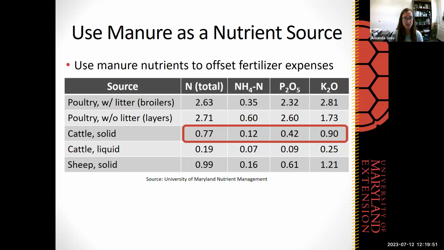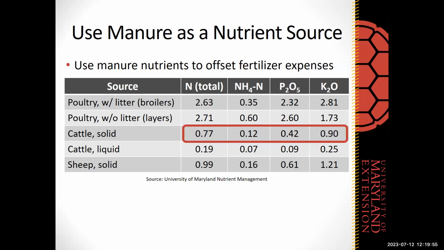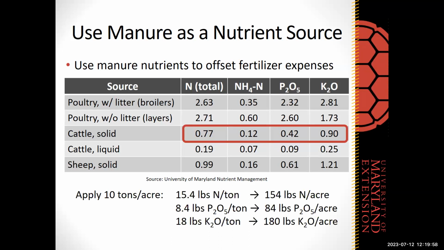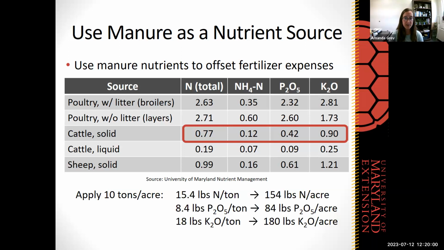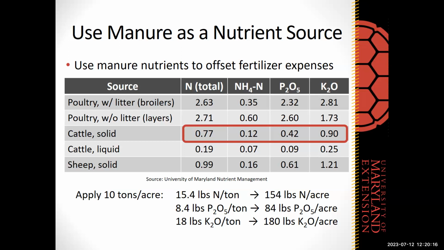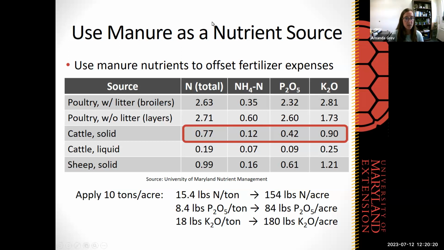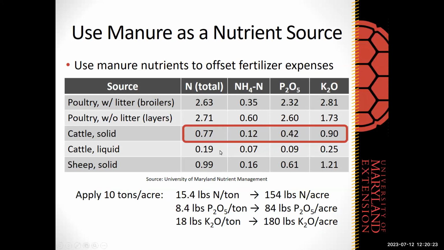Is it even worth spreading when we're looking at as a total, we're only applying less than 1% of a nutrient? Well, if we look at how we're actually applying those, most of the time we're applying them in fairly large quantities, right? So like 10 tons per acre or something like that on average. So if we calculate that out and we're applying 10 tons per acre of a solid cattle manure, average values, then we come back out here.